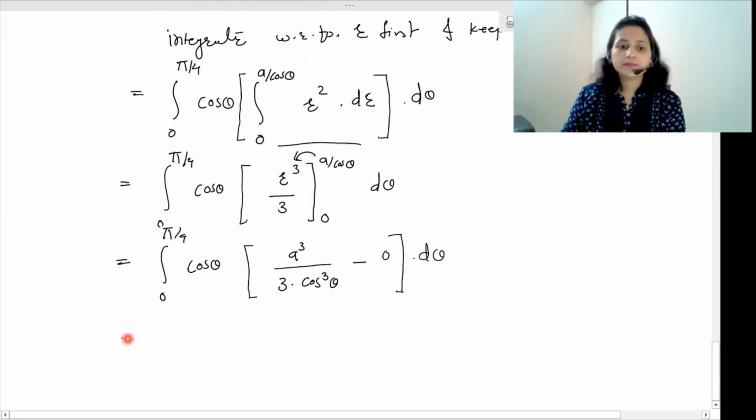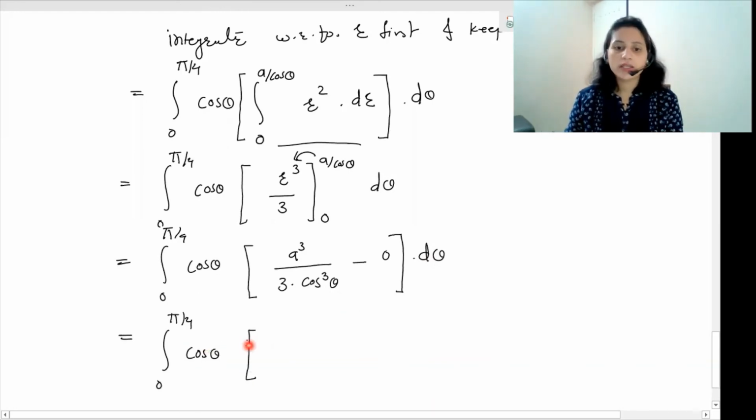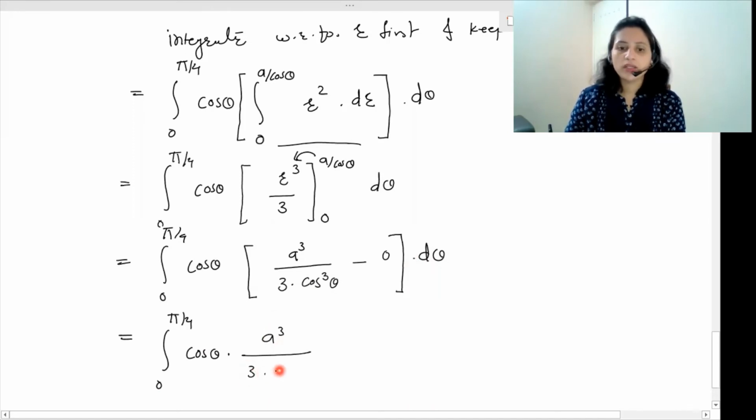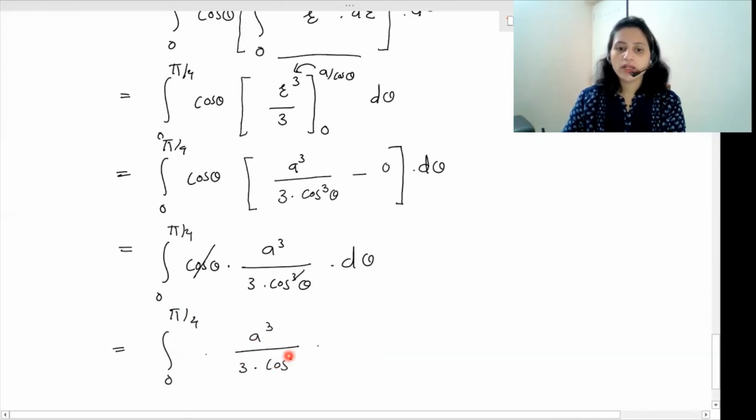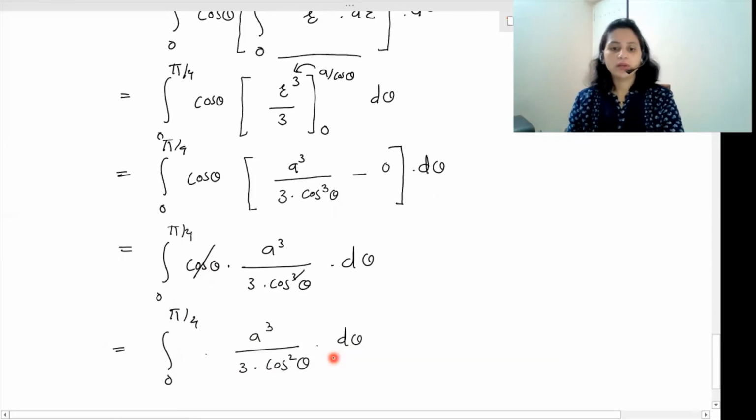Now the next term, integration from 0 to pi by 4, outer limit still remains as it is, cos theta as it is. Or you can say that you can cancel this term, right? This is a 0 term, so you can write a cube by 3 into cos cube theta d theta, okay? Next, you can cancel this cos theta with this cos cube, right? So we'll get integration from 0 to pi by 4, into a cube divided by 3 into cos square theta d theta, right? Okay. So what is next?